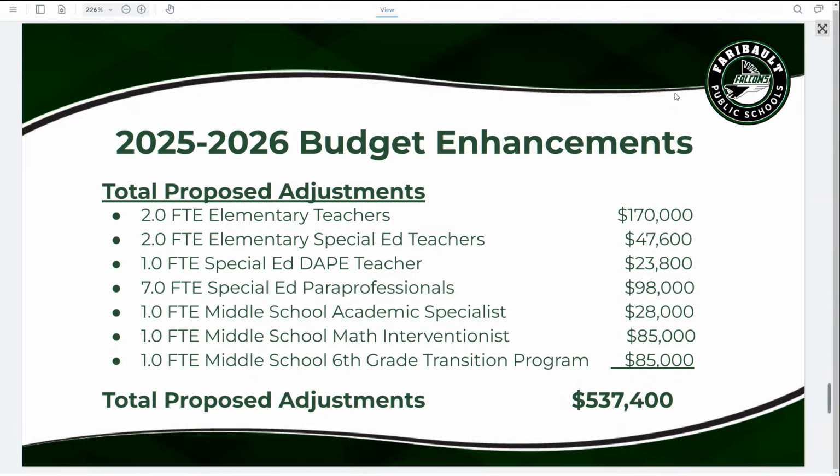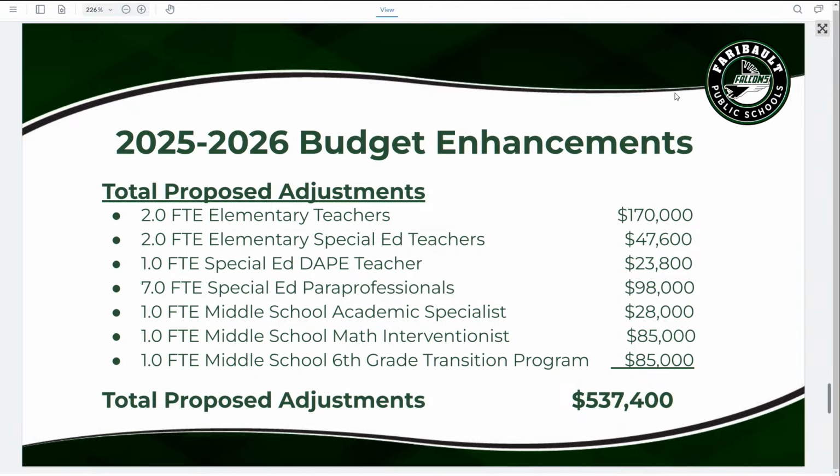Next, the next few are our special ed positions that Rob was just referring to. So he is asking for 2 special ed teachers at our elementary buildings, a full-time day teacher, and 7 special ed paraprofessionals. You'll see the totals listed on there are adjusted to reflect the special education reimbursement. So that's why the numbers are significantly lower than what you see for a general ed position.